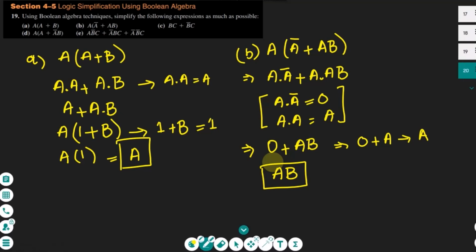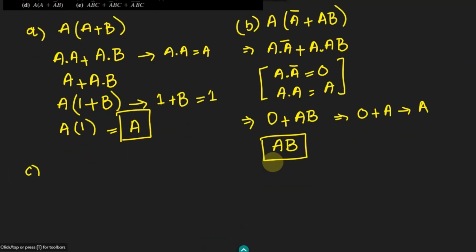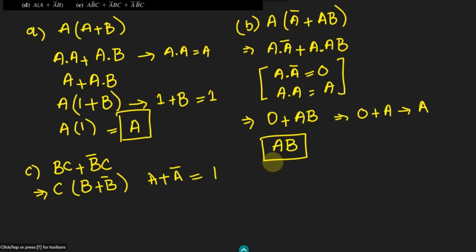Now let me move down. So part C, here we have BC plus B prime C. Okay, taking this C common from here, we will have B plus B prime. Okay, and according to Boolean algebra, A plus its inversion will always be equal to 1.